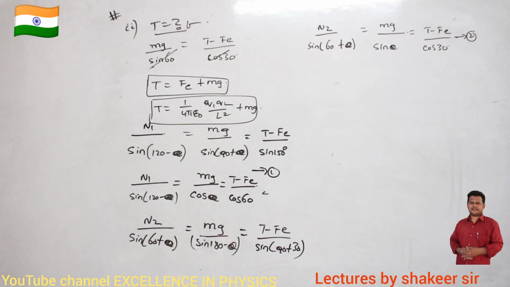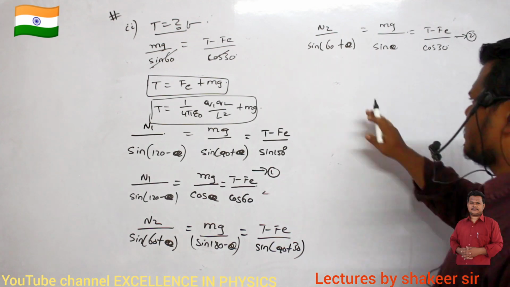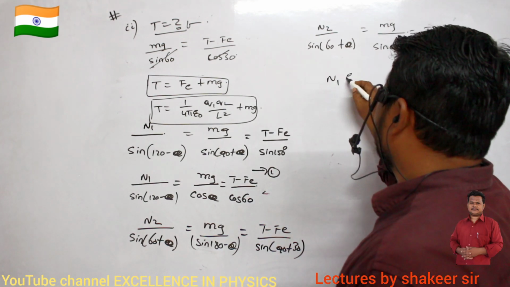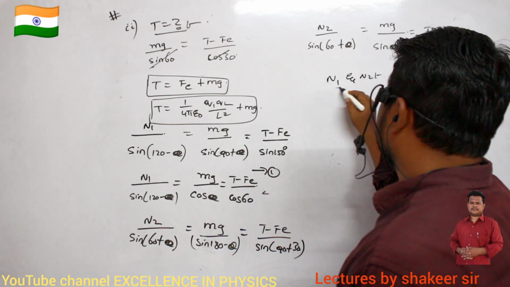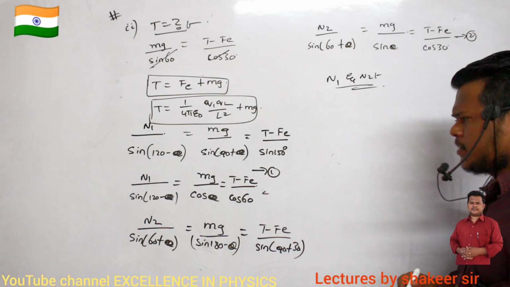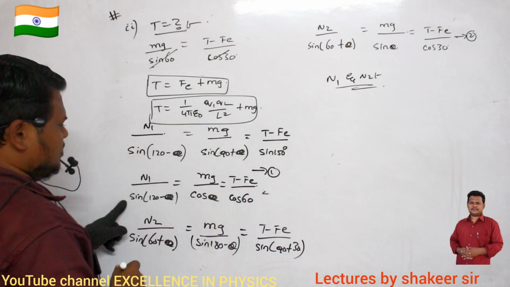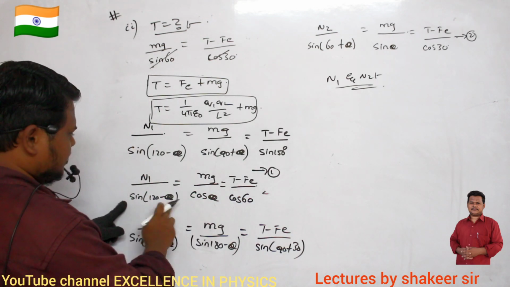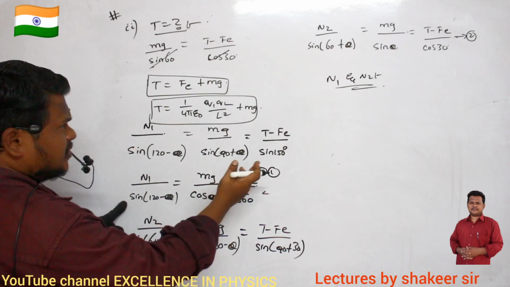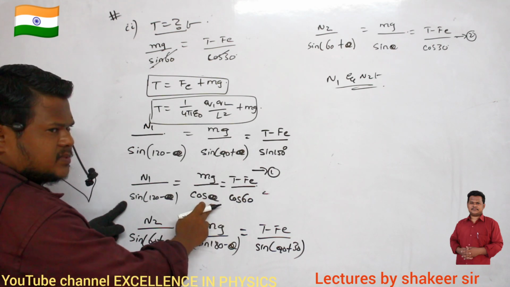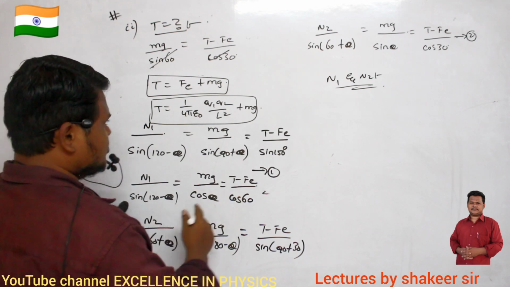So the third question is calculating the normal reaction, no? N1 and N2. These two values we are supposed to find out. Clear? So how can I find out the N1 value? For N1, I can equate these two, no? Because the alpha value we have already calculated. Alpha value is how much? 60 degrees. Just equate these two.